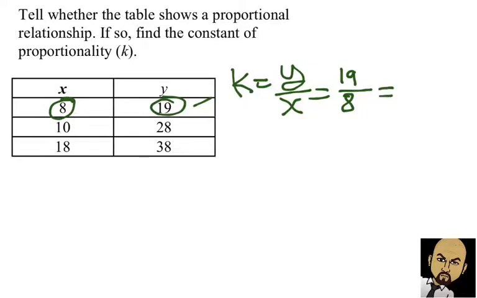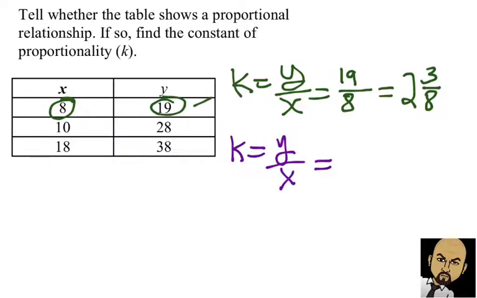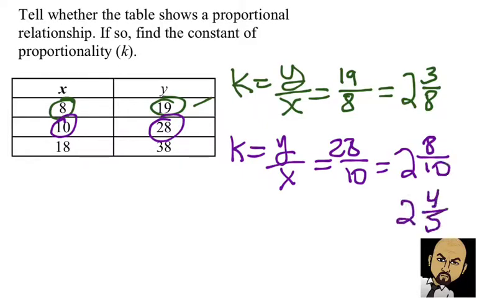So you can leave it as a fraction if you simplify it. But I'm going to go ahead and make it as a mixed number, which ends up being 2 and 3/8. Now we have to check all of the values. So now let's check the y value, which is 28, and what is its corresponding x value? 10. And then if you divide and simplify it, you end up with 2 and 4/5. Now right away you can say that those are not equivalent. But I'm going to go ahead and check the last one to double check.